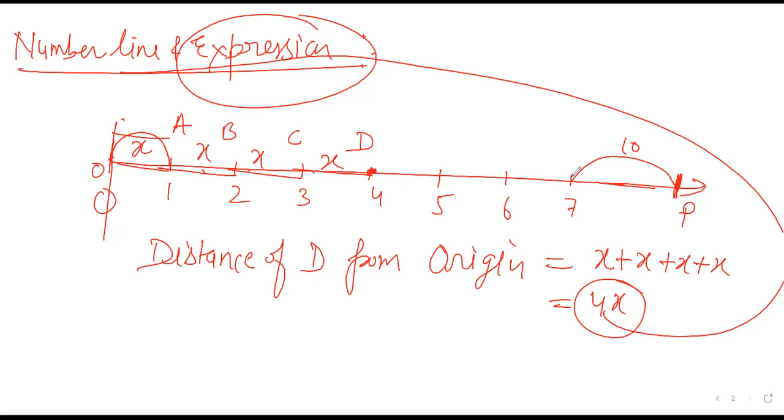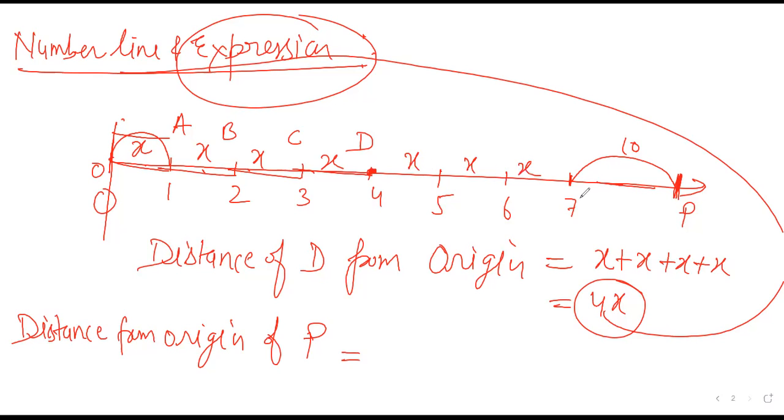So now from the origin, if I'm talking about the point, the distance of this point P, what is that? Distance from origin of P, how will you write? Up to 7, that is a fixed distance. These all are x. Now from here to this point P, that is 10. So up to here that will be 7x, and this will be 10.